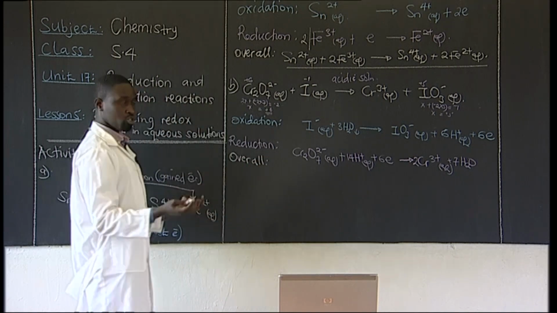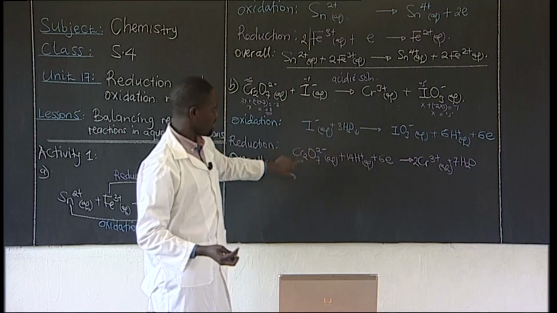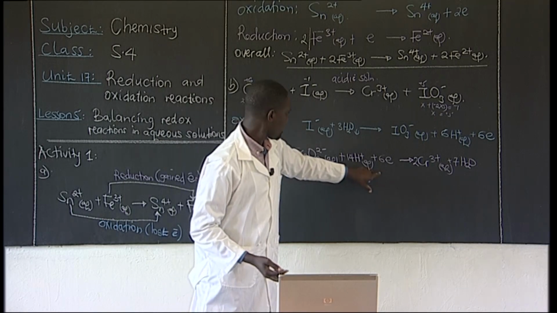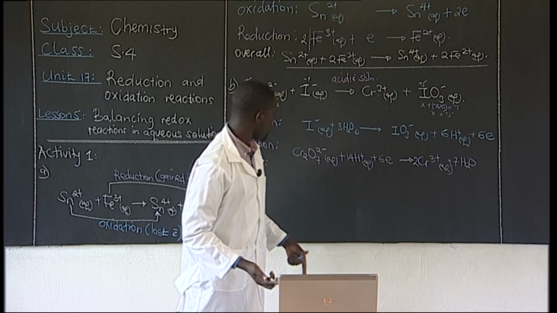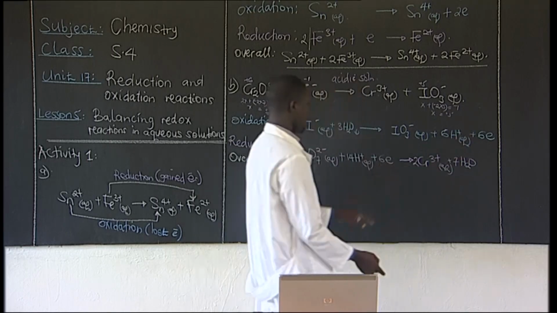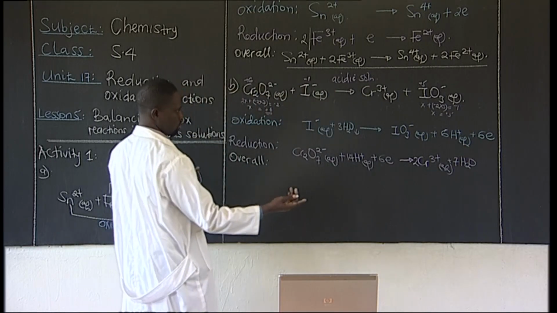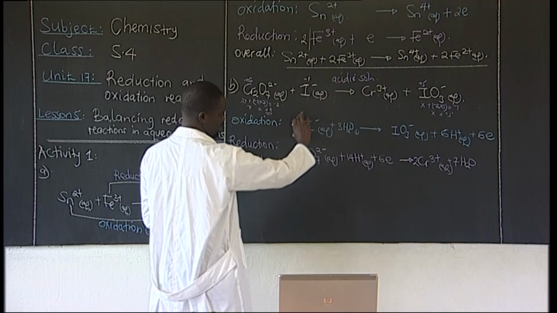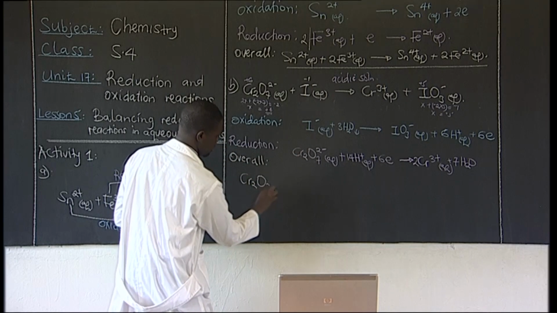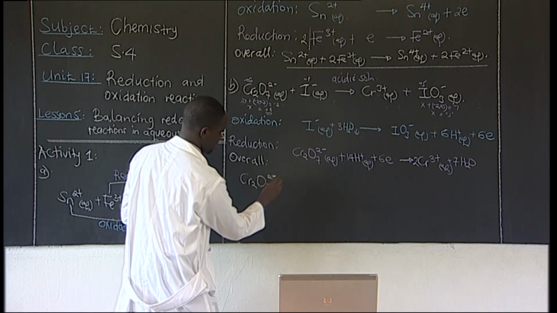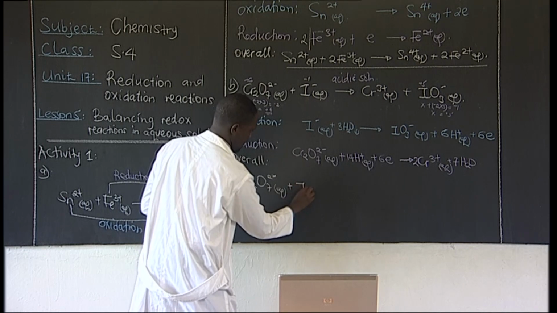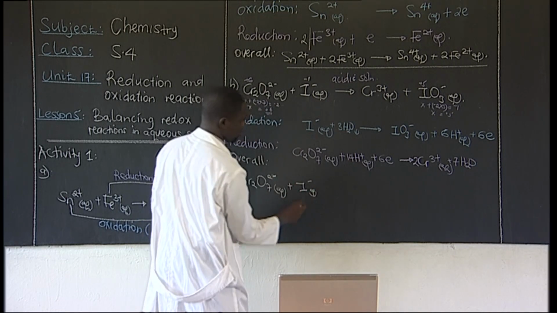The overall redox reaction will be adding this and this. When you look closely, the electrons are balanced, right? Yes, 6 here and 6 there. So we simply add this part and this part. So we shall have the dichromate minus aqueous plus our iodine aqueous.